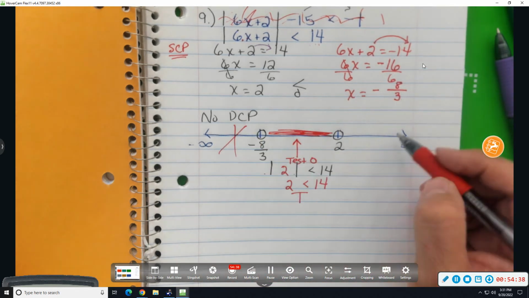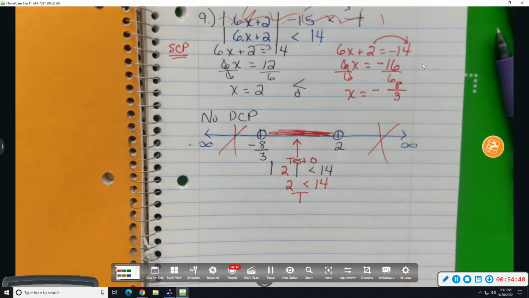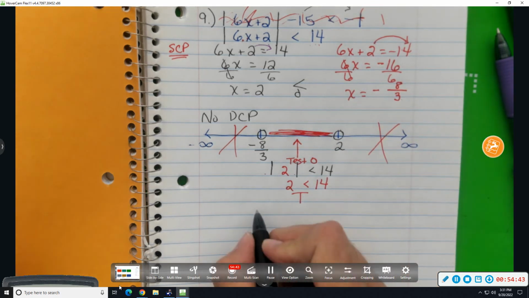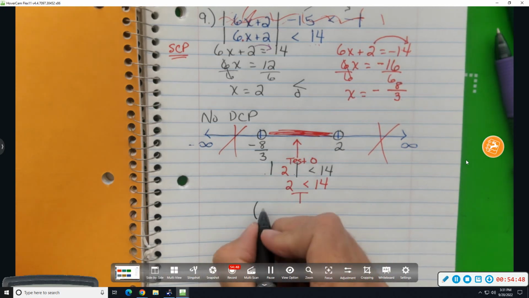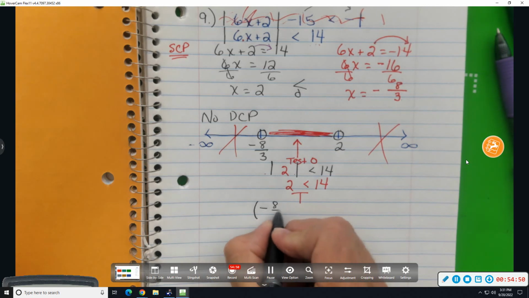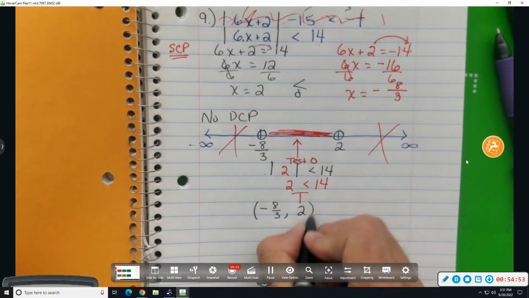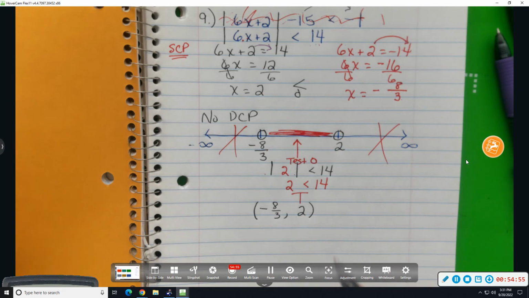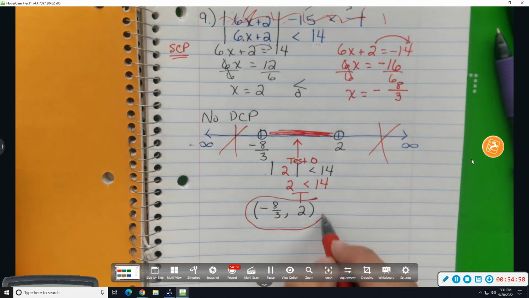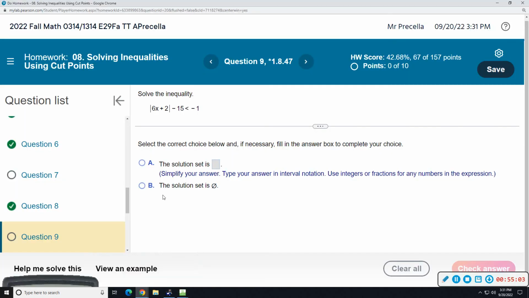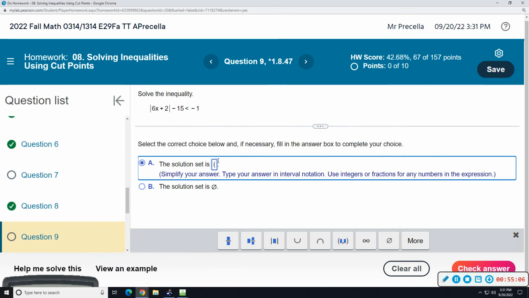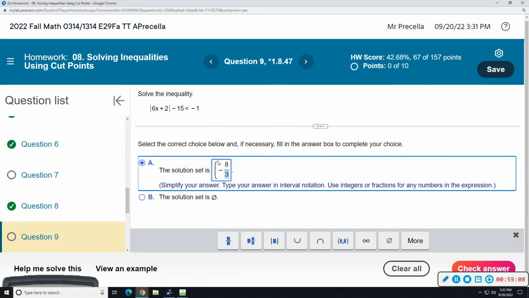So it would be open parentheses, negative 8 over 3, comma 2, close parentheses. Let me circle it. Parentheses, negative 8 over 3, comma 2. Get out of the denominator before you put the comma and the 2.